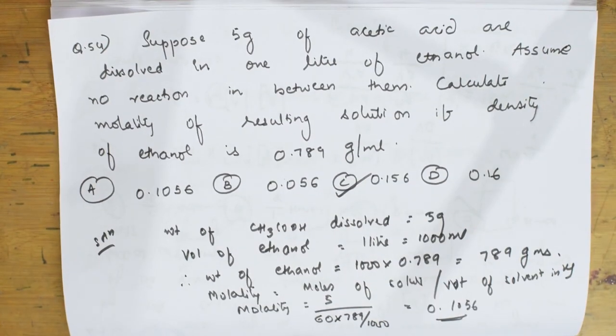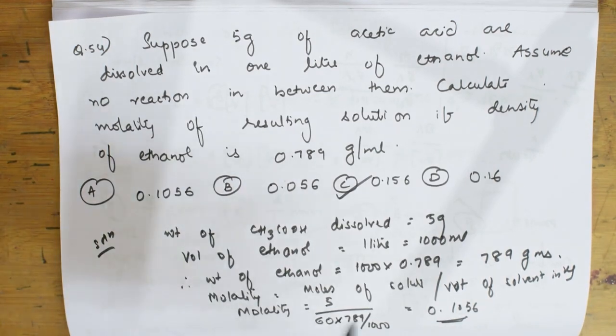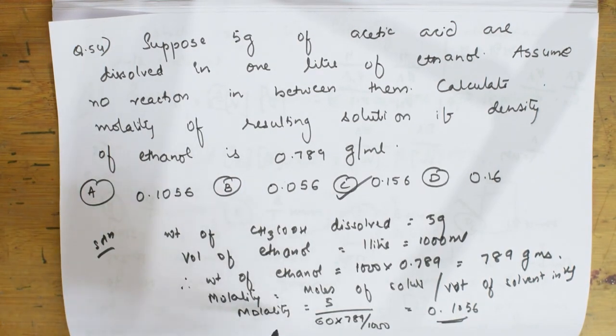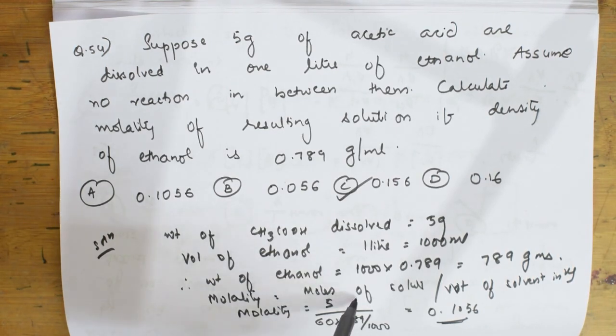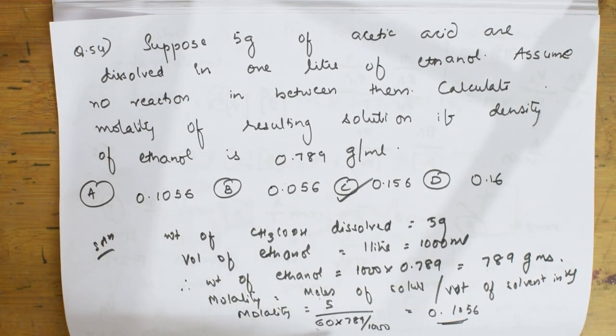Hope this is clear, students. What did I do? I took the density and then used the formula of molality, that is number of moles of the solute by weight of the solvent. To get the number of moles of the solute, I took weight by molecular weight. The weight of solvent we have already got from the density.